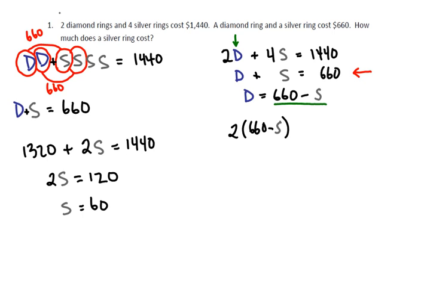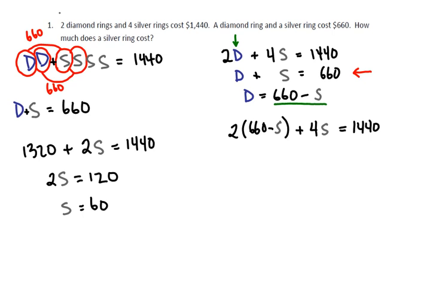So as we set up the first equation, instead of writing d, we're going to write 2 times 660 minus s, and it's very important to put that expression in parentheses because we don't want to have it 2 times 660 and then minus s. We need to have 2 times the whole quantity 660 minus s. Then plus 4s, and that all equals 1,440.